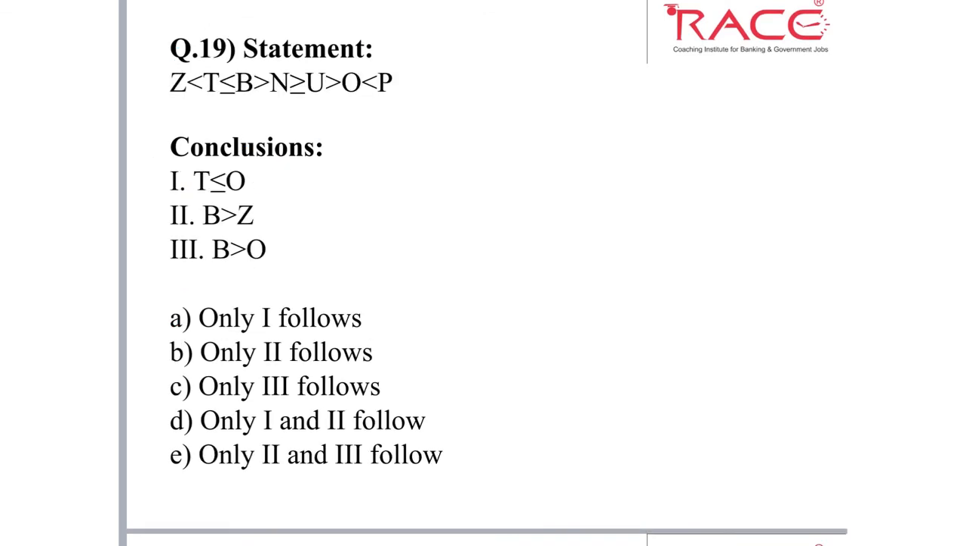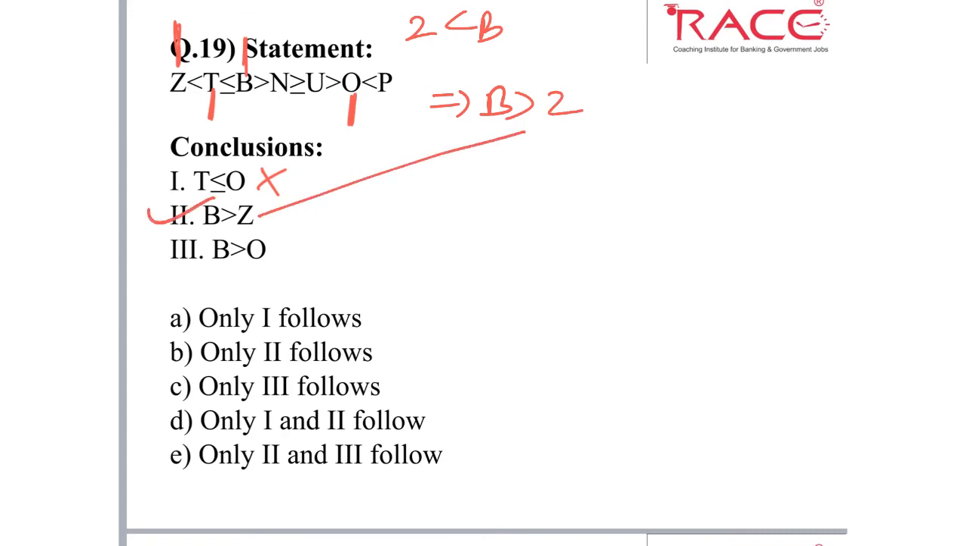Now move on to the next question. Next we have T and O. Here we have T, here we have O, and we can easily see there are opposite signs. Directly mark it cross. Now B and Z. According to the statement, Z less than B, which is equivalent to B greater than Z. That is the same as given here. So the second conclusion follows. B greater than O: here we have B, here we have O, and between B and O there are two highest priority signs. It means B is greater than O. So this also follows. So what is my answer? Options 2 and 3 follow.